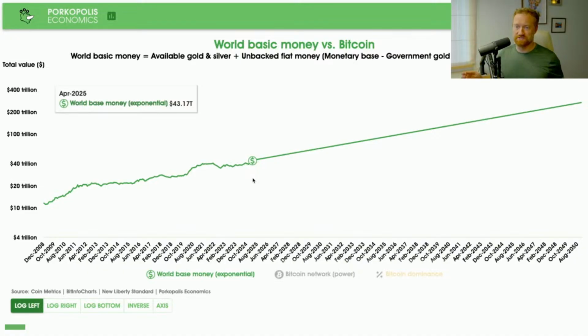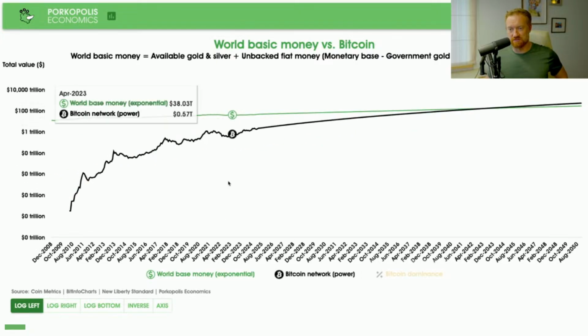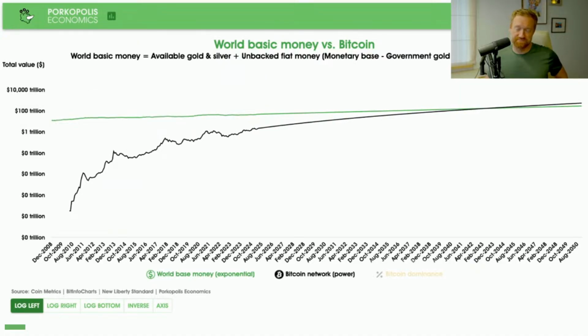You add in gold and silver, you got 43 trillion. You grow it out. This blended exponential curve from the time that Bitcoin has been around is roughly growing at between 7 and 8% per year. And I don't see any reason why it's not going to continue to grow this way. Add Bitcoin. Look what happens to this curve when we add Bitcoin, something so small at the beginning. The green line now is almost a straight line.